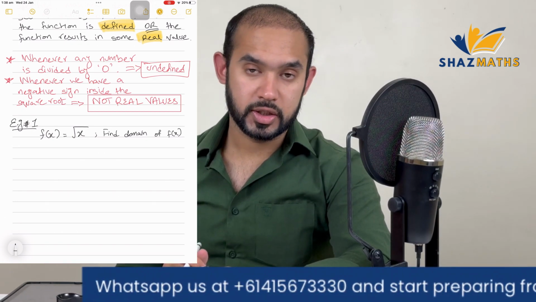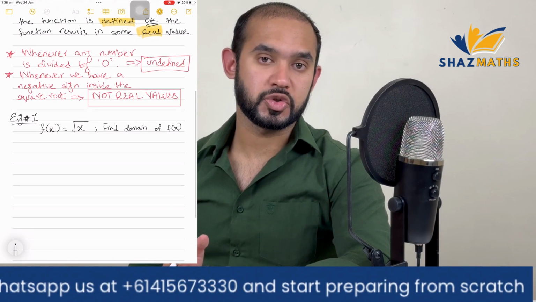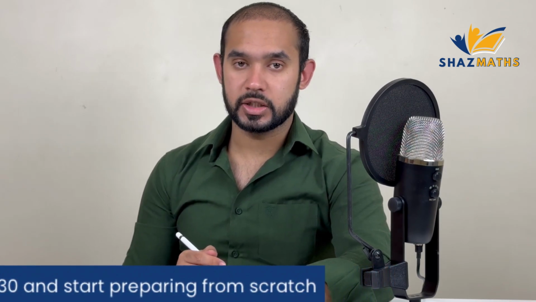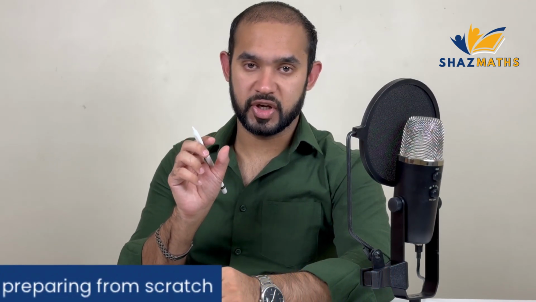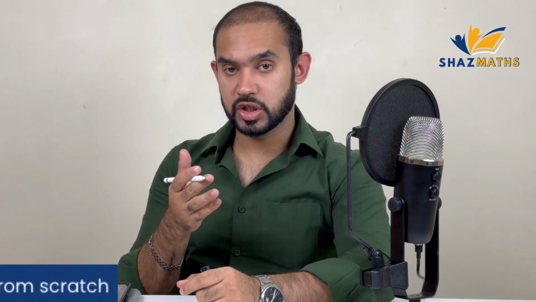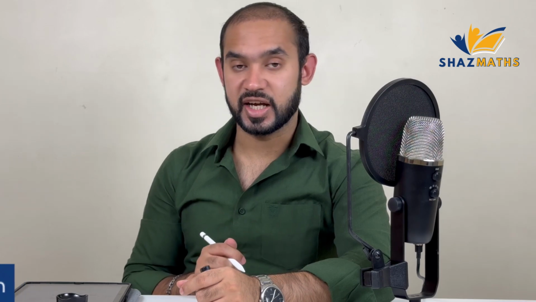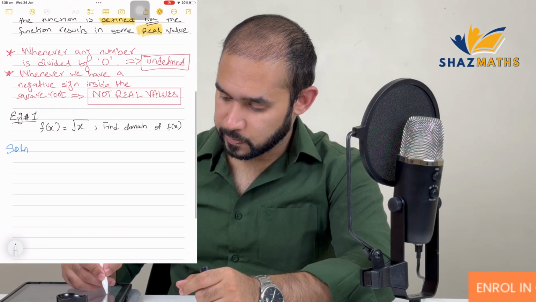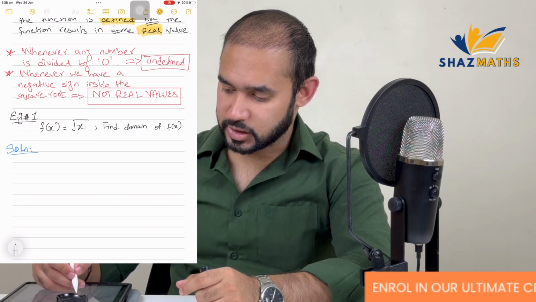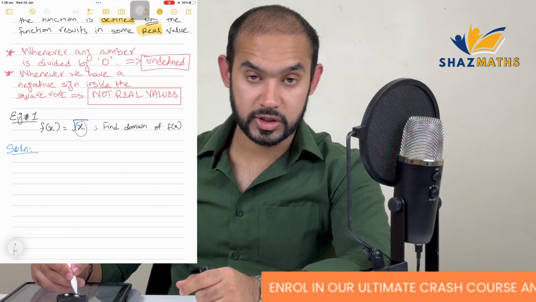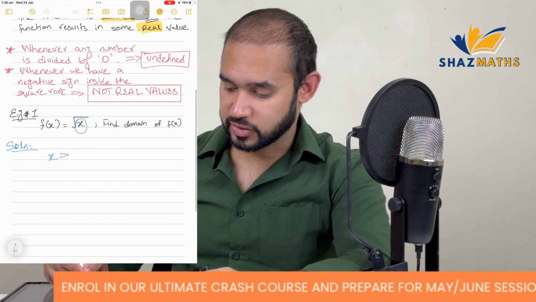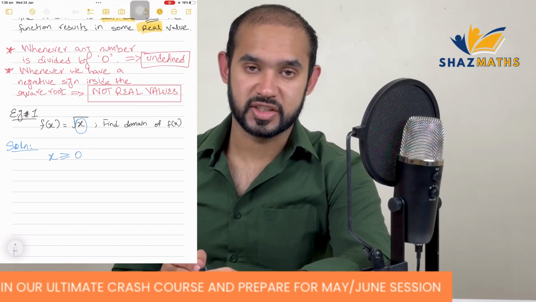Now we know that in this scenario the examiner is expecting that we should have the concept of maximal or implied domain, and what we have discussed above is that the domain will be all the set of values of x for which the function is defined. In other words, we should not have a negative sign inside the square root. So the term inside the square root should be 0 or positive. It cannot be negative. So the domain would be x is greater than or equal to 0. That's it.